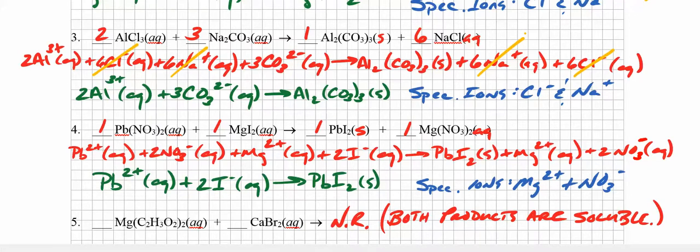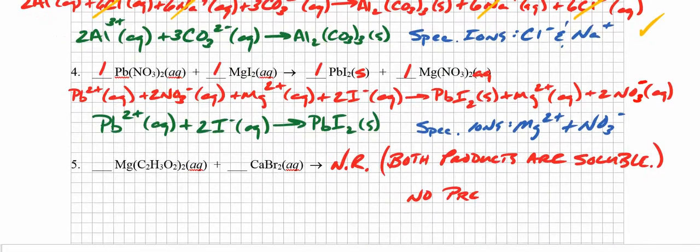What's left? Well, we've got 2 moles of aluminum 3+, that's aqueous, and 3 moles of CO3 2-, also aqueous. So that takes care of the left-hand side. On the right-hand side, all we've got left is aluminum carbonate, that's Al2(CO3)3, that's a solid, and we're done with number 3. Let's go on to number 4.